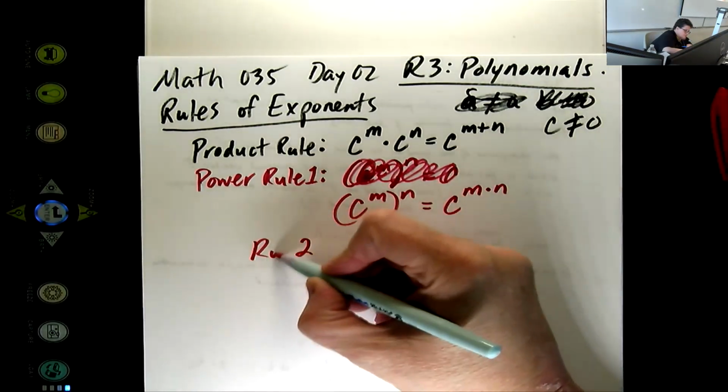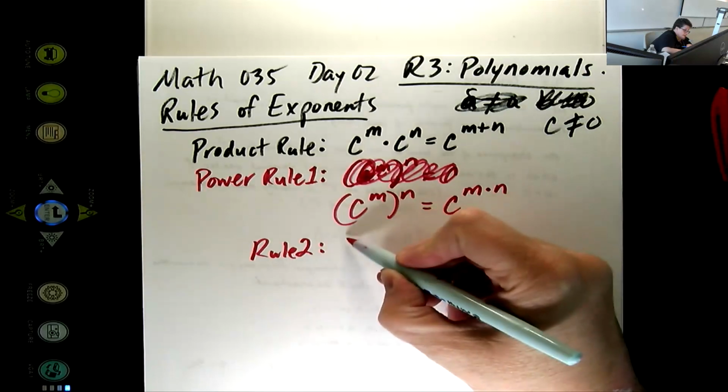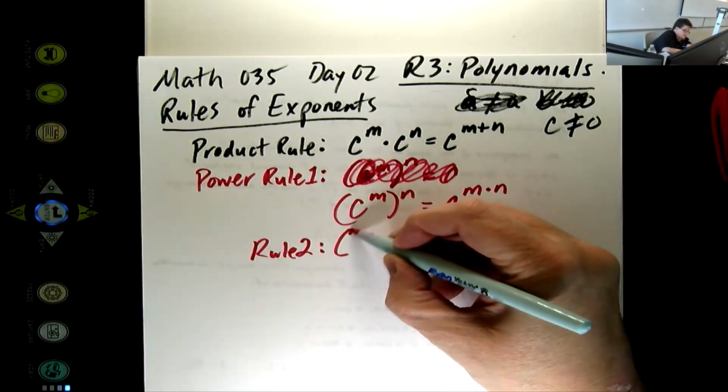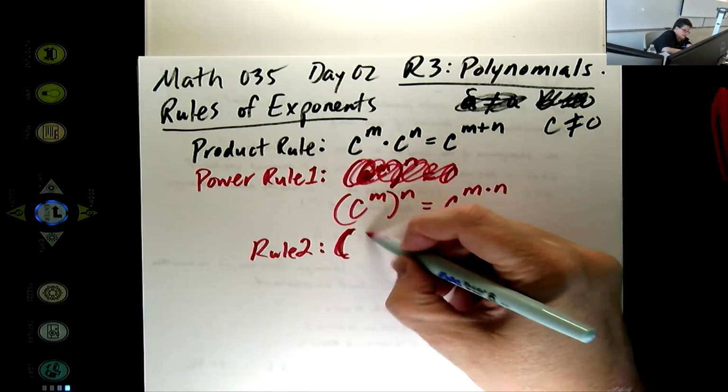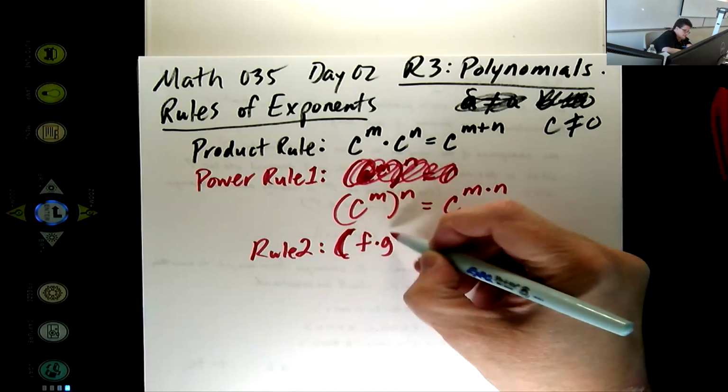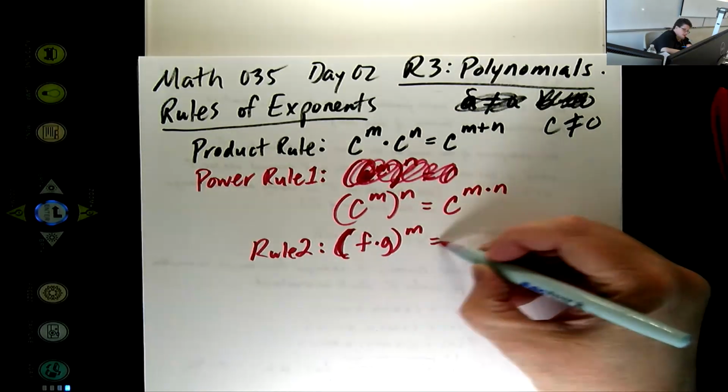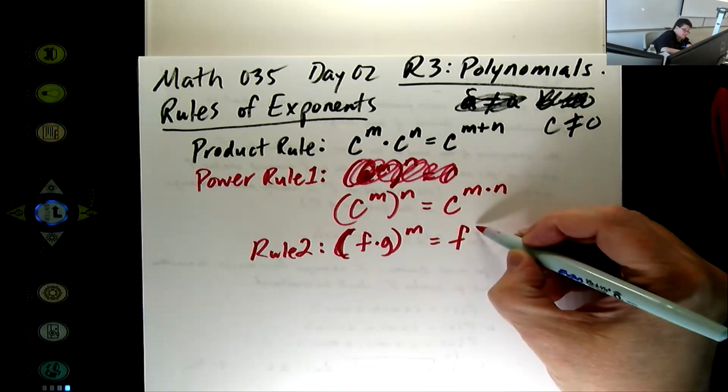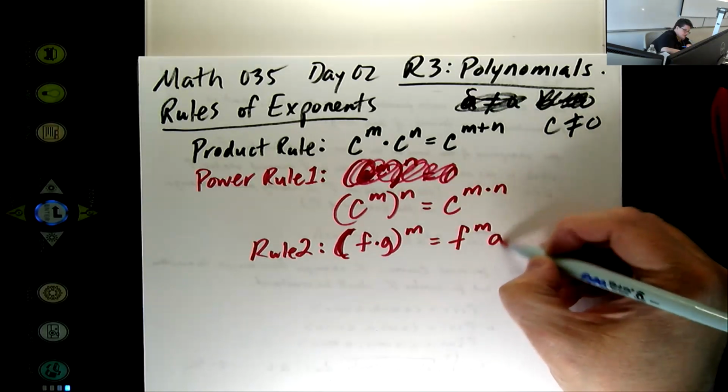Power rule number 2. Let's say f times g to the m power. We distribute it. F to the m power, g to the m power.